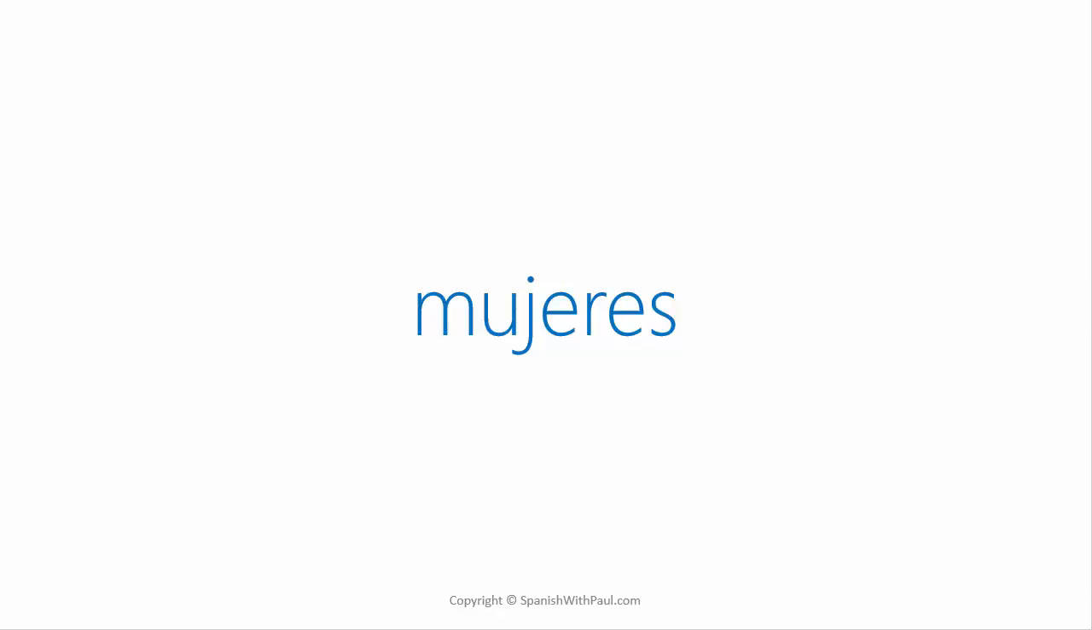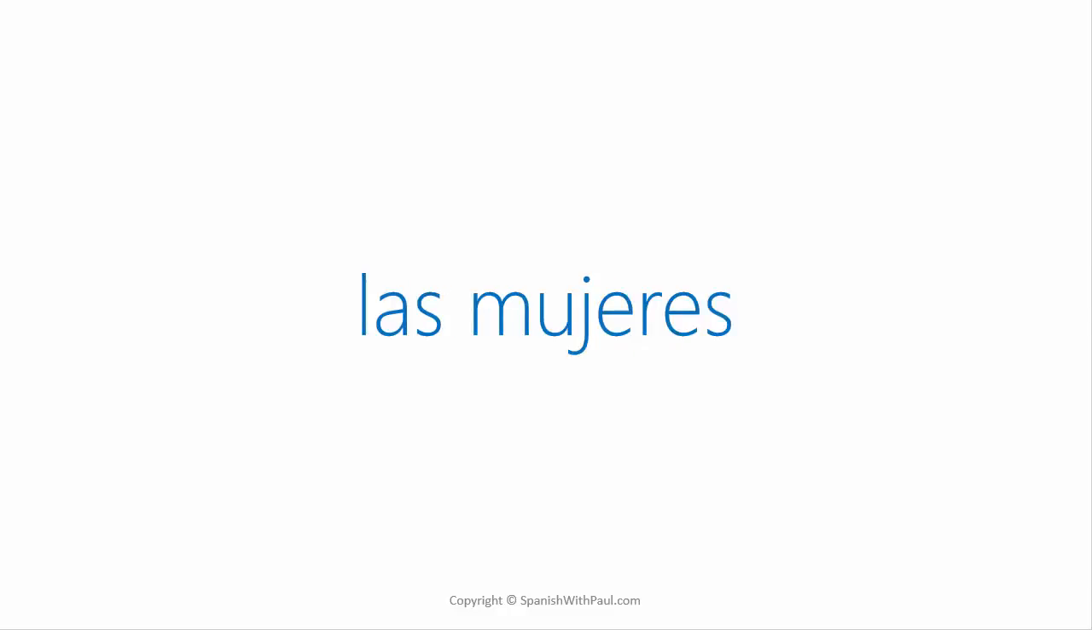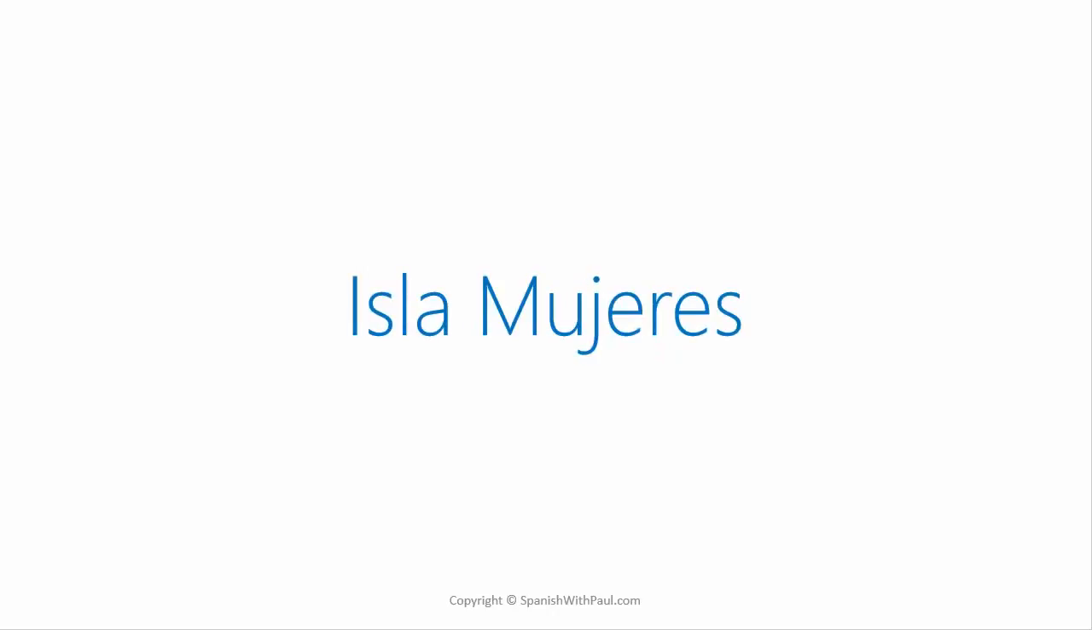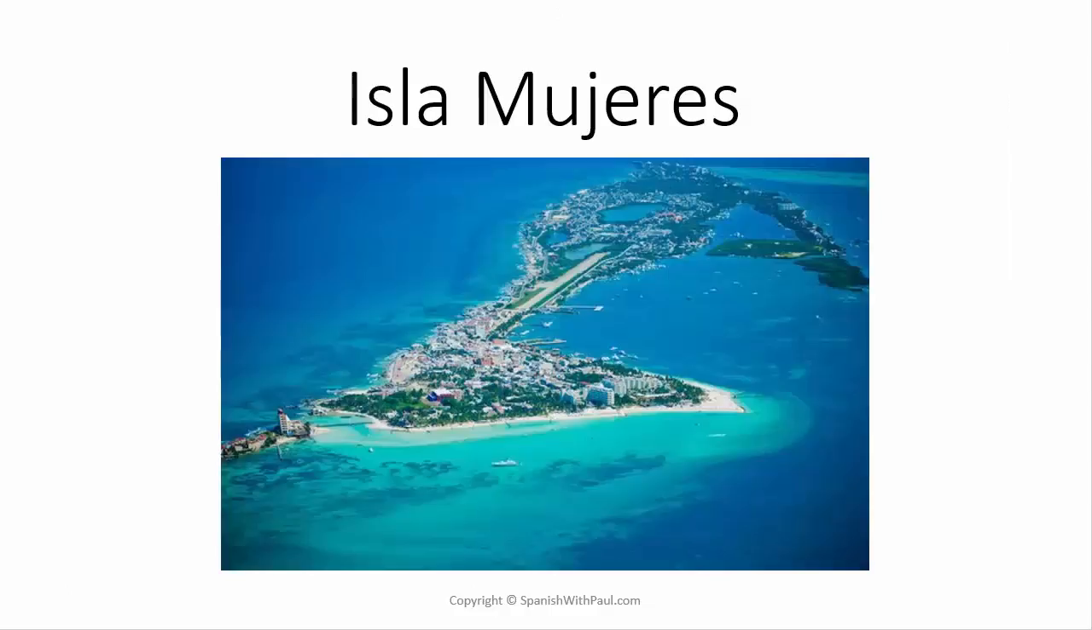If we add the article into that, the woman would be la mujer, and the women, plural, now would be las mujeres. Now, just as a point of interest, off the coast of Cancun in Mexico, there is an island called Isla Mujeres. Isla means island, and mujeres we know means women. And it's very beautiful there. This is a picture of it. I've been there and it's great to swim in this section off here. The water is really, really nice. The beach is very nice. So you can see that we have Isla Mujeres.